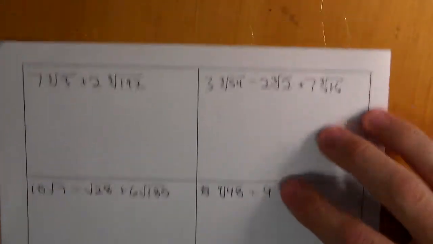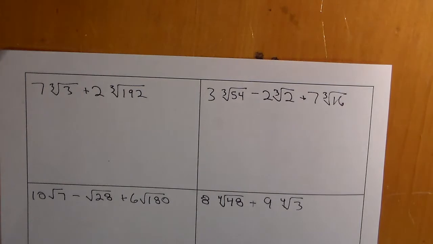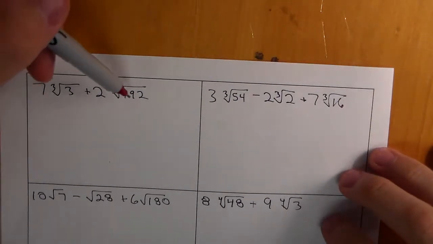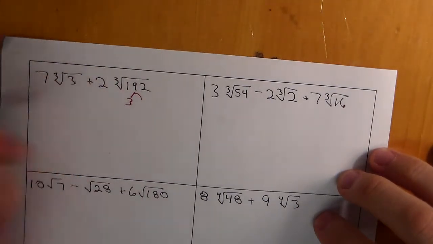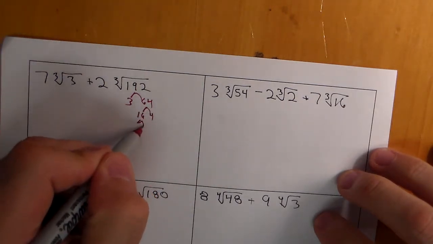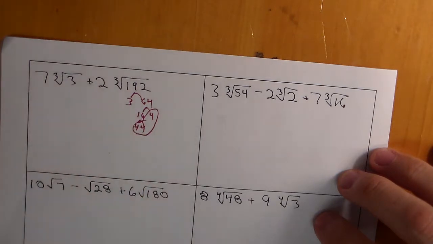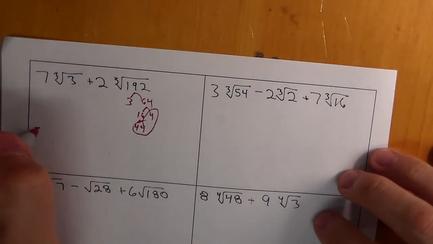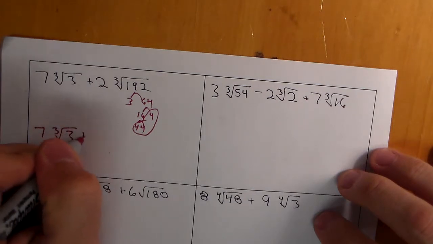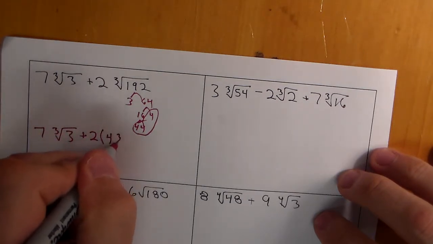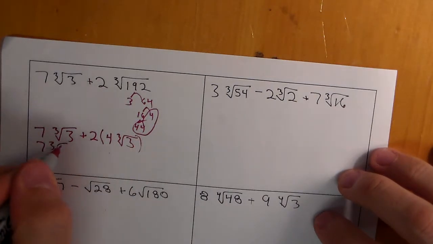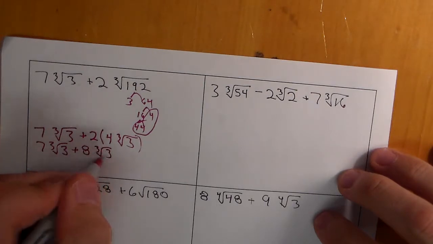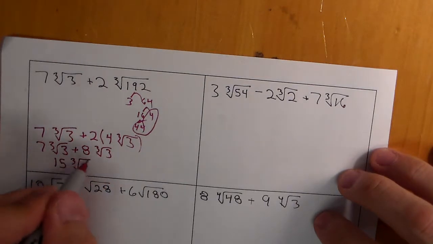So, we look at some more. 7 cube root 3 plus 2 cube root of 192. Now this is already simplified. I need to get this one to match. I already kind of know it. If it's going to work, it's going to have a 3. So let's just divide 192 by 3. That gives us 64, which is actually 16 times 4, 16 being 4 times 4, which gives us a set of 4's. So I got 7 cube root 3 plus 2 times 4 cube root 3 left over. 7 cube root 3 plus 8 cube root 3. My answer is now 15 cube root 3.